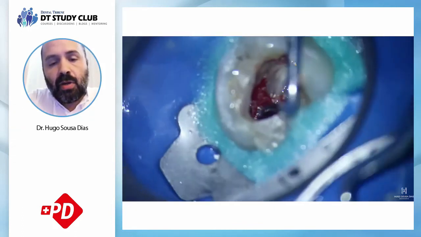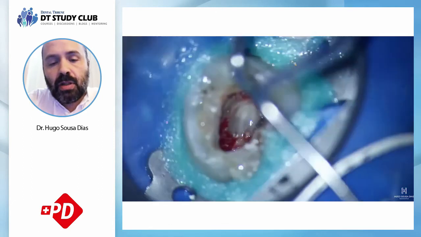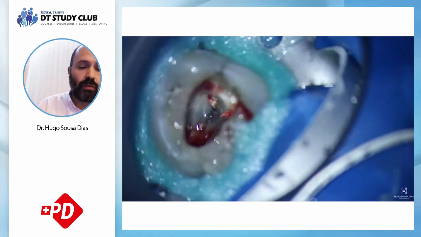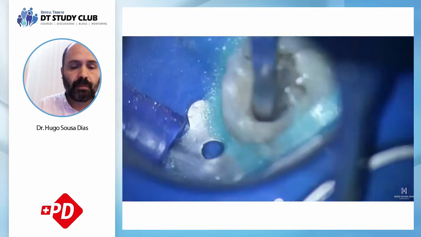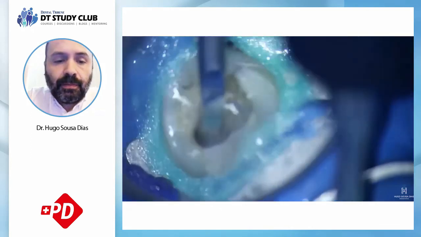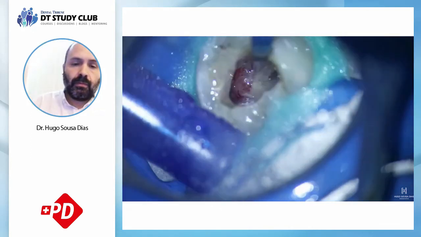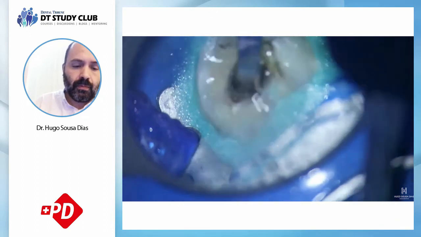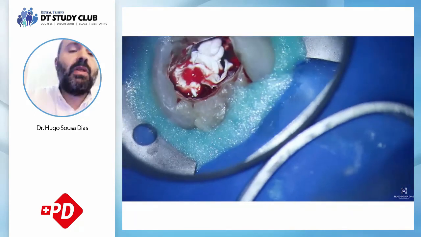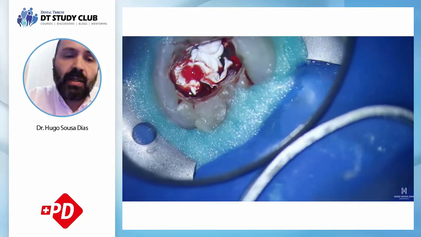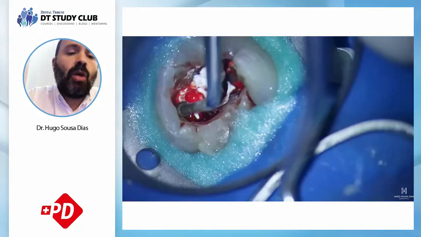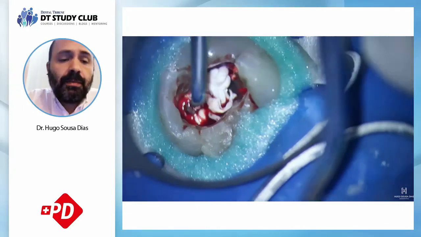And in the same way, I'm going to use my ultrasonic tip to remove all this tissue from the perforation, to clean the perforation site. After that, after cleaning, I'm going to use Teflon tape. I put the Teflon tape inside the perforation site, sterilized, to stop the bleeding, because it is bleeding a lot.